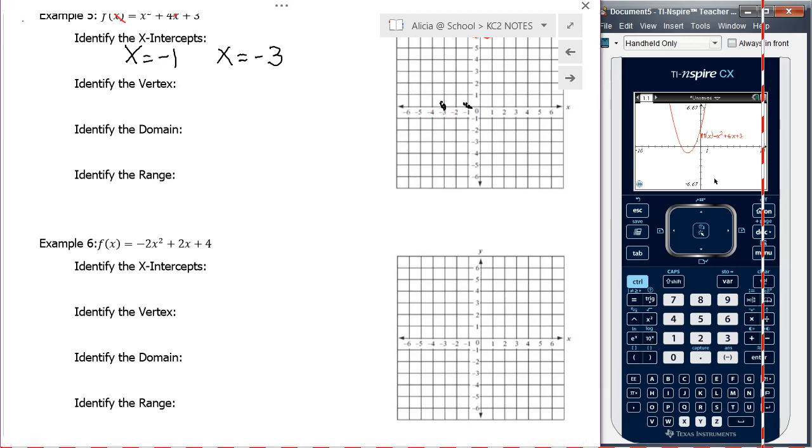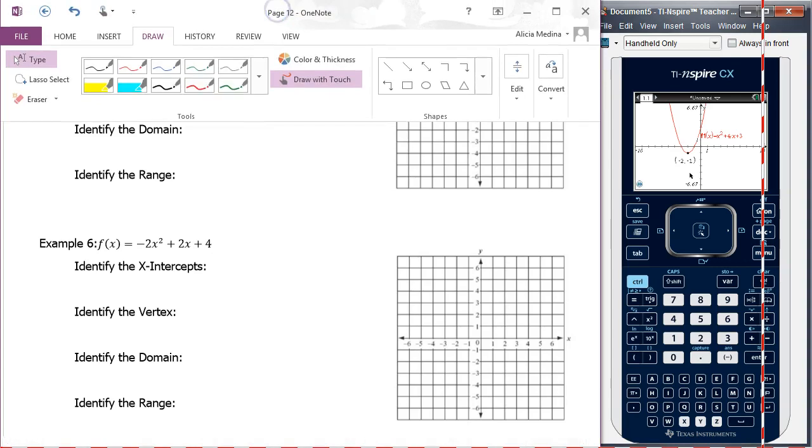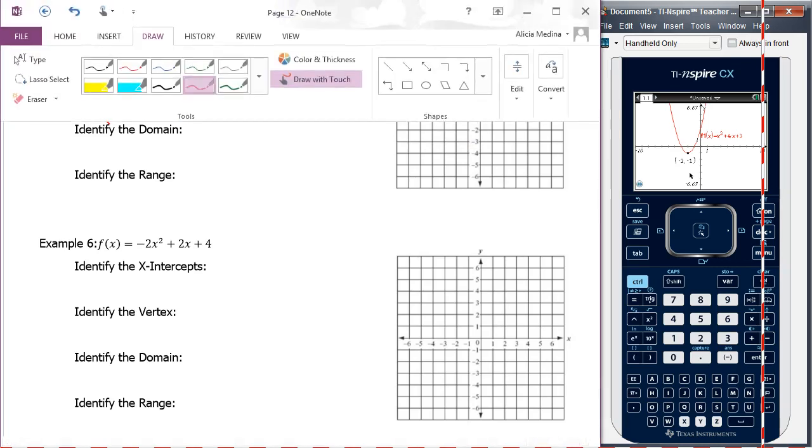Identify the vertex. So I see my graph, I have a lowest point, right? We have a minimum. So I'm going to go to menu, down to analyze graph, and I want to find a minimum. I want to scroll just left of that lowest point, scroll to the right. Once I pass that lowest point, my vertex point does come up, and it says it is -2, -1. So I'm going to write that point for my vertex, -2, -1. I'm going to go ahead and graph that point.